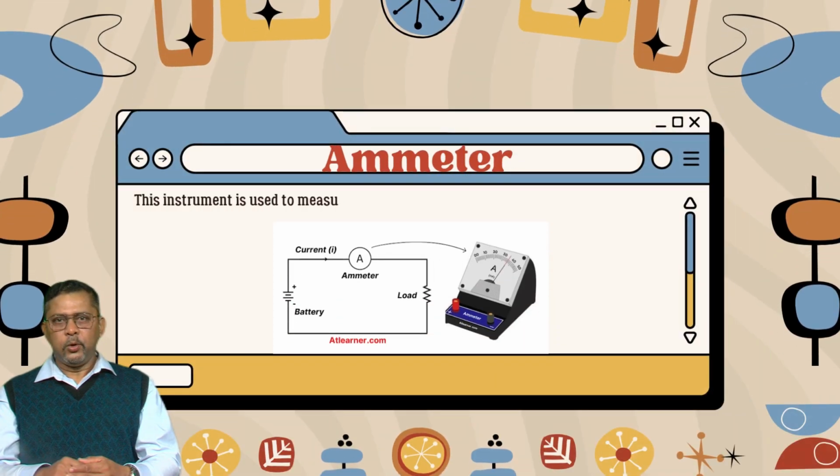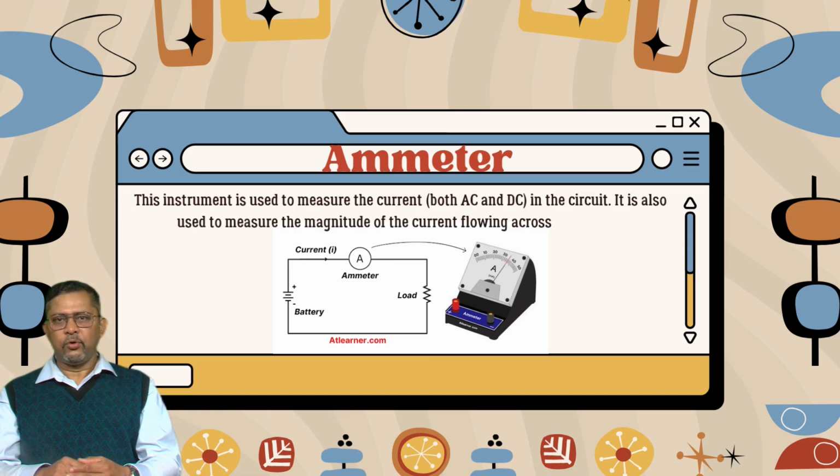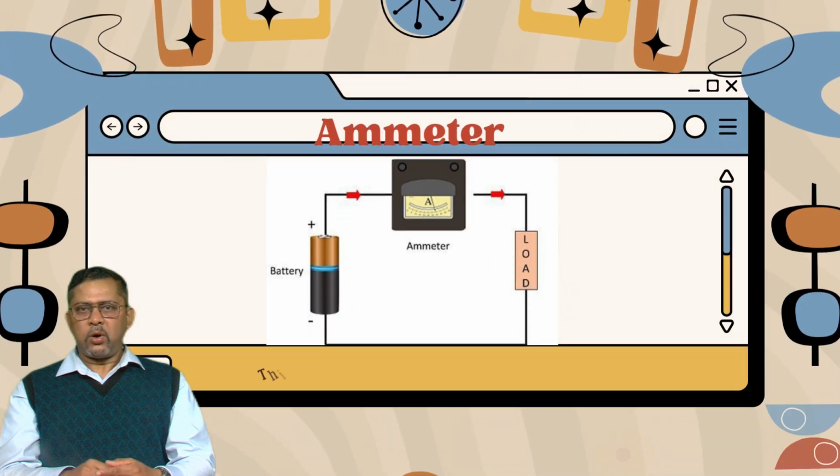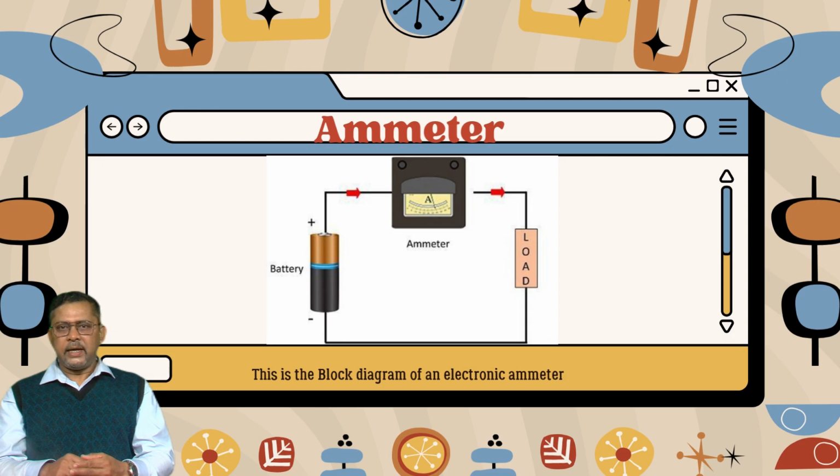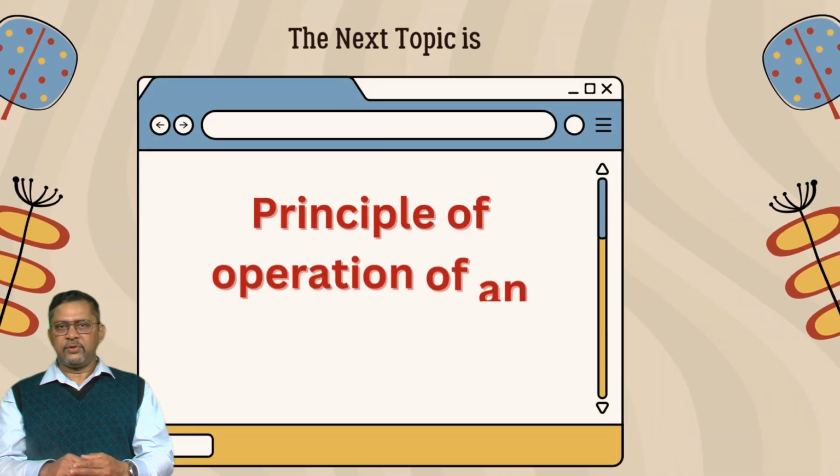This instrument is used to measure the current, both AC and DC, in the circuit. It is also used to measure the magnitude of the current flowing across the circuit. This is the block diagram of an electronic ammeter. Next, we will study the principle of operation of the ammeter.